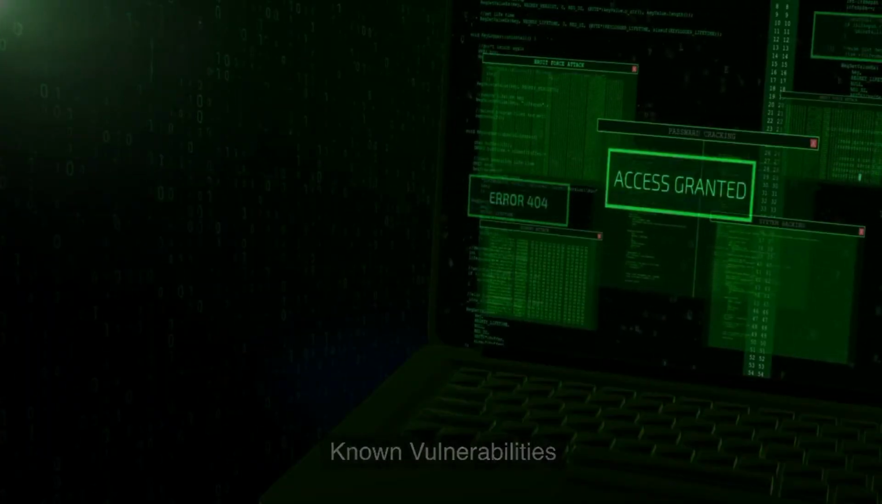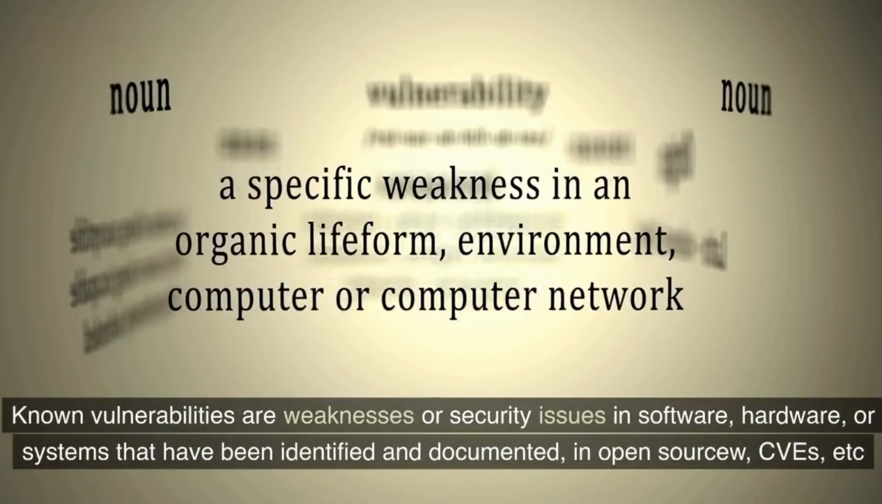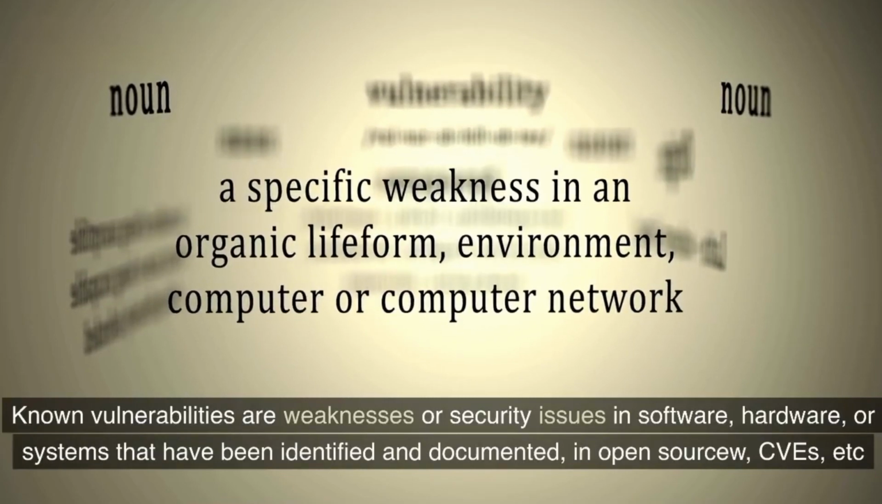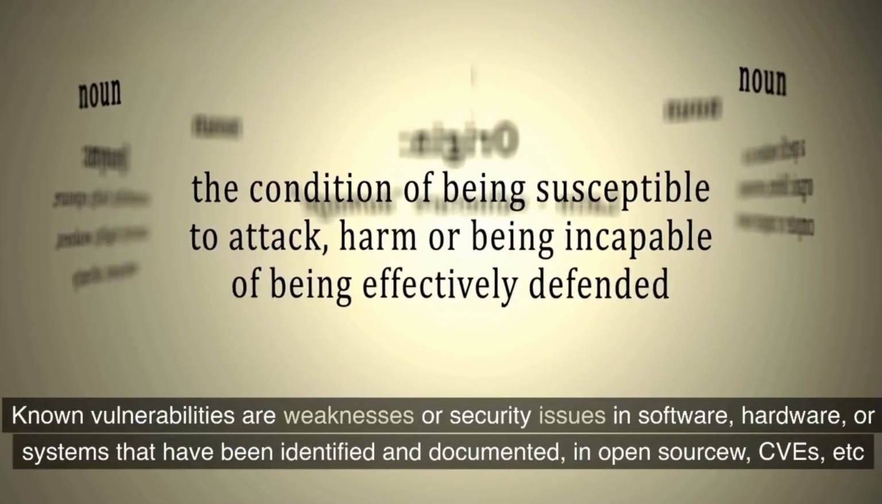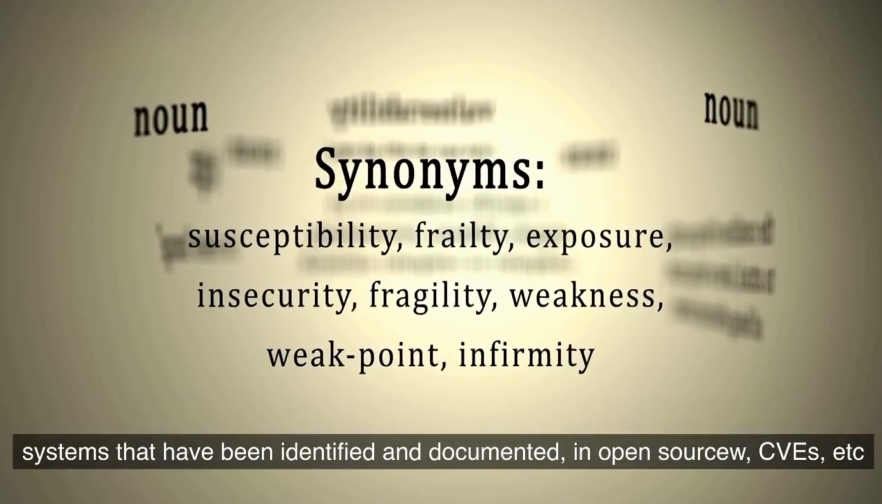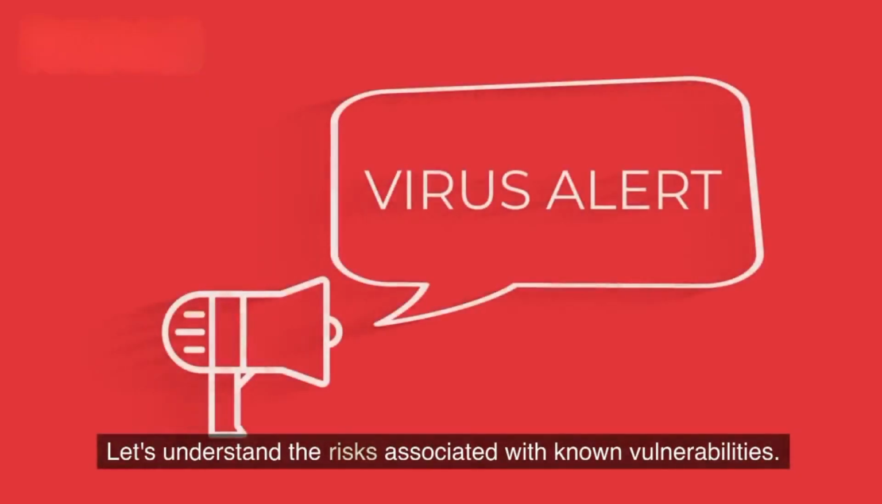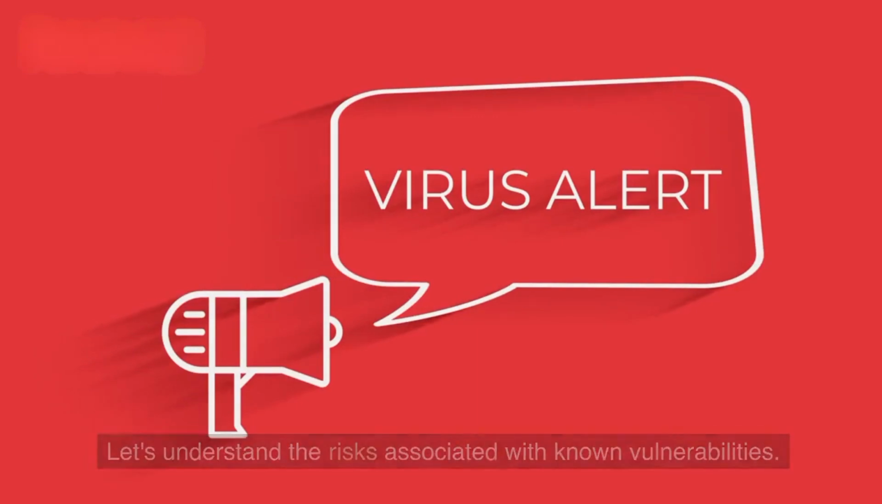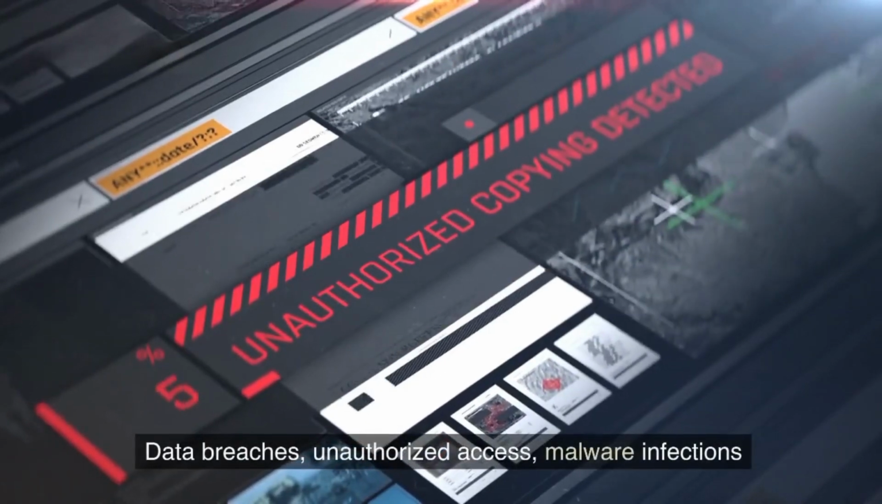Known vulnerabilities. Known vulnerabilities are weaknesses or security issues in software, hardware, or systems that have been identified and documented in open source, CVEs, etc. Let's understand the risks associated with known vulnerabilities: data breaches, unauthorized access, malware infections.